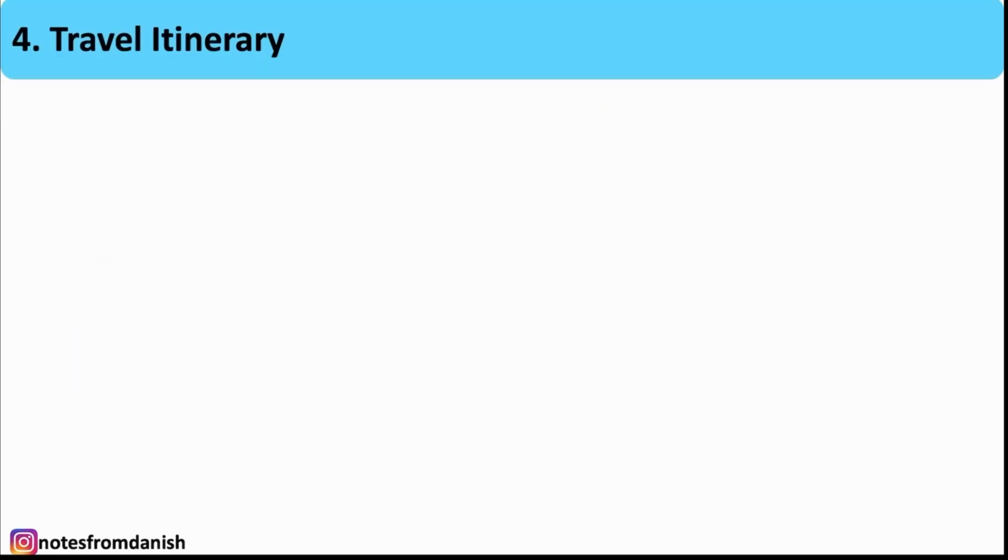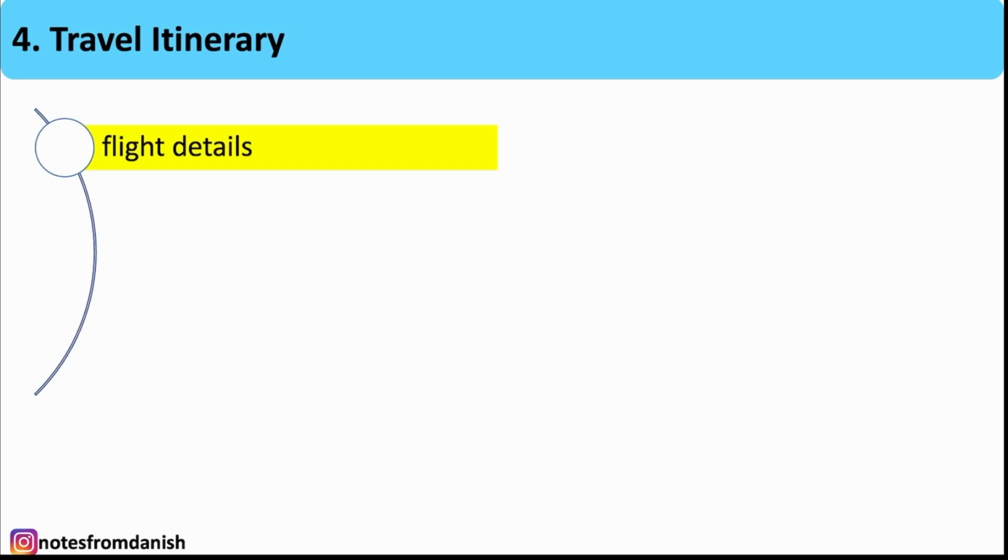The next document that we are going to talk about is the travel itinerary. Remember, a travel itinerary is where you mention your flight details, where you will be staying in Australia, what activities you are going to do in Australia, and who is going with you to Australia. All these details you can capture in your itinerary.